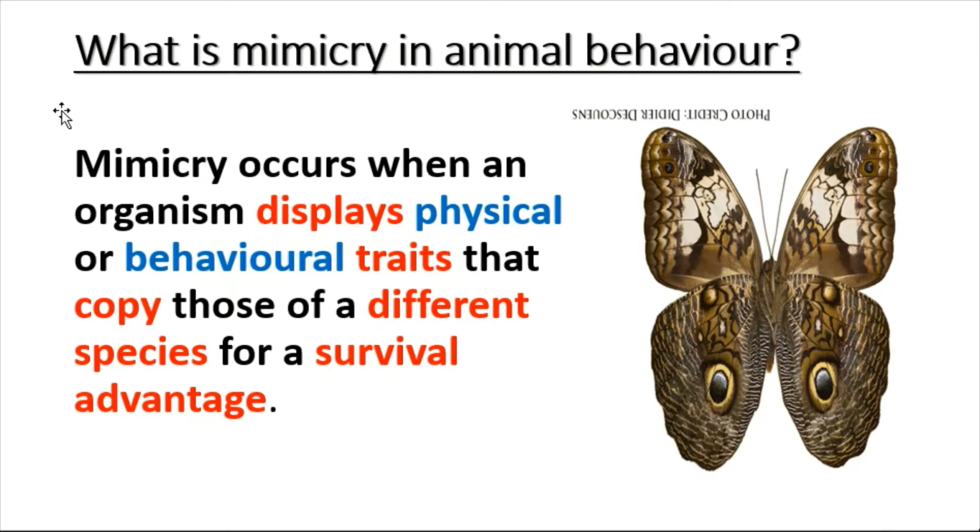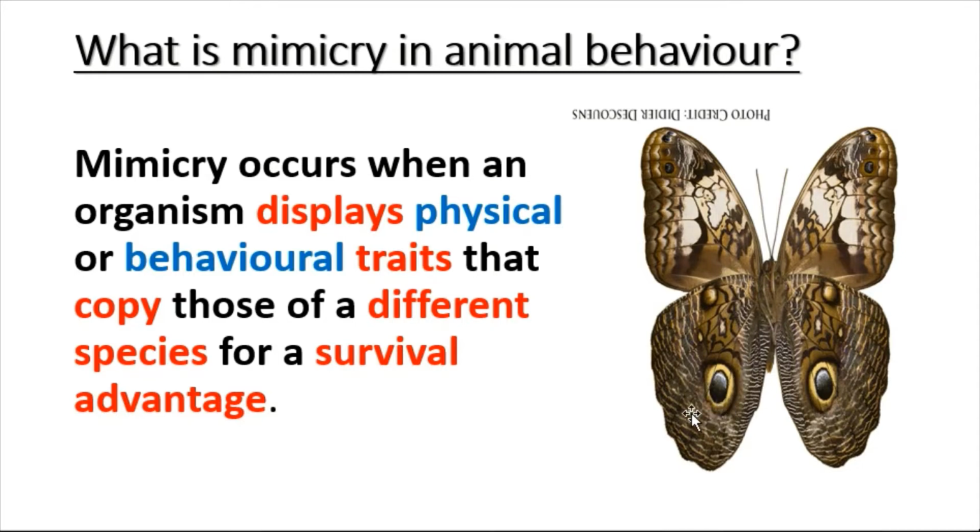In animal behavior, mimicry occurs when one organism displays a physical or a behavioral trait that is copied from another organism, and this is for the survival advantage of the organism copying.